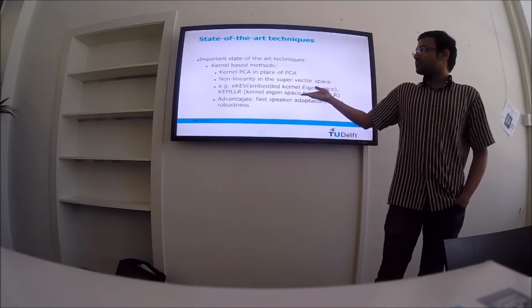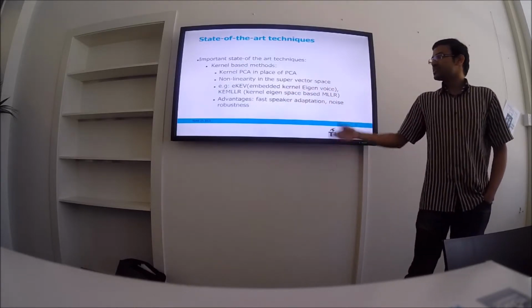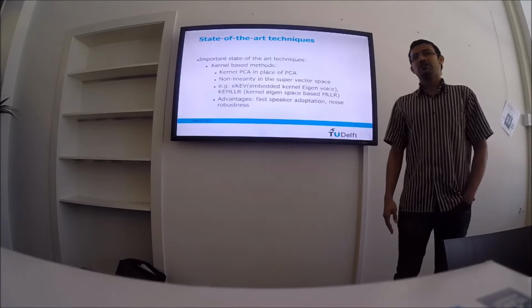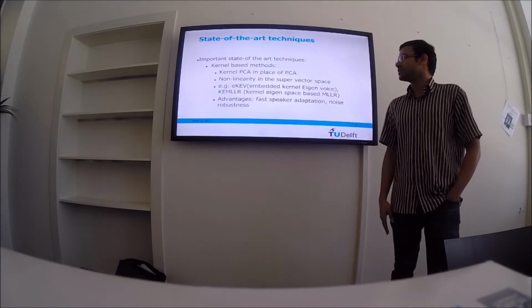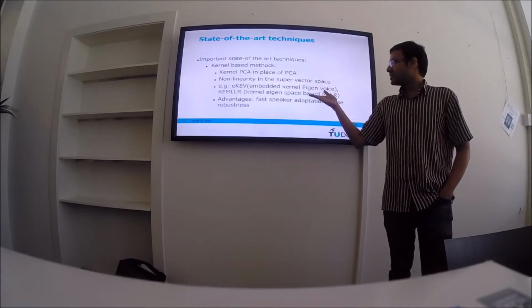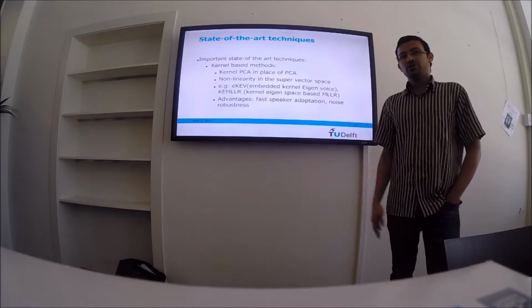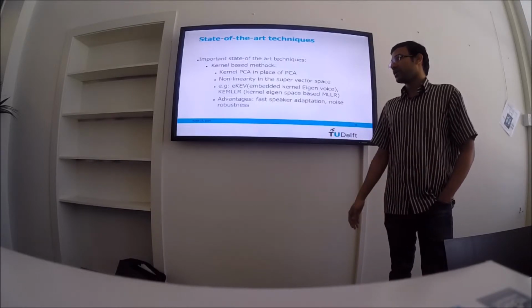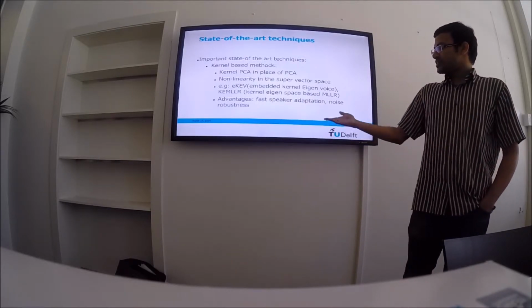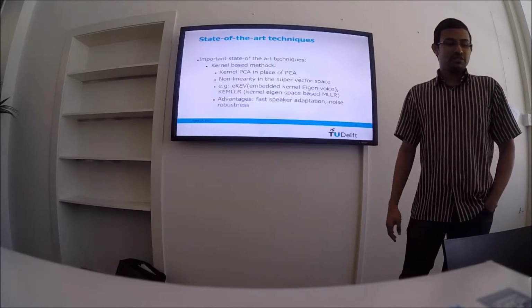There are two important methods, which are KEV and KEMLLR. These are the two important techniques used in the kernel methods, and both were based on the previous methods, the eigenvoice method and MLLR, but they tend to be non-linear because we are using a kernel here. The advantages were fast speaker adaptation and noise robustness.